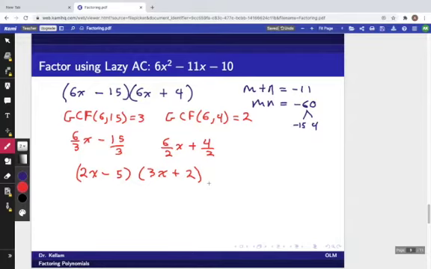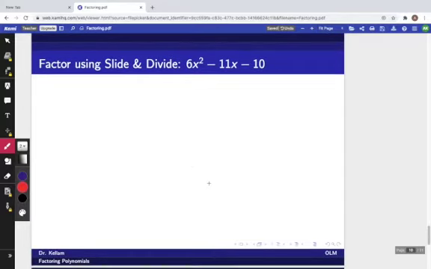Let's move on to our third method, which is the slide and divide. Now this one we have actually looked at before, but we're going to go ahead and look at it again. So the slide and divide works by first sliding this 6 over there. So we would rewrite our entire problem as x squared minus 11x minus 60.